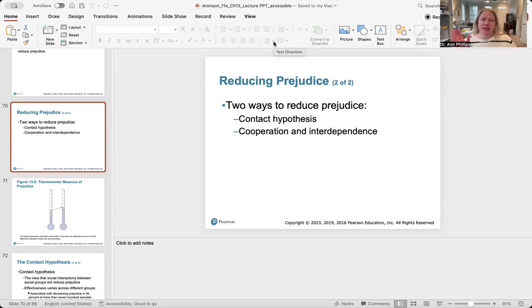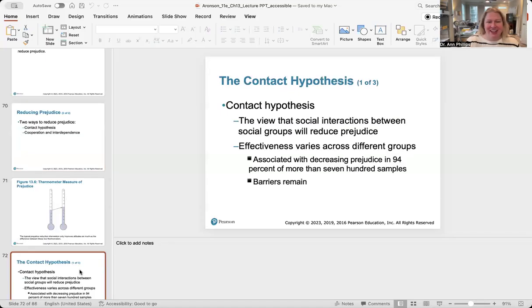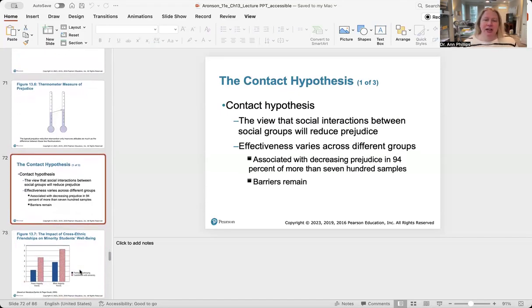So basically, in this section, they talk about two main theories in terms of how to reduce prejudice. And the first one honestly doesn't work that well. It's a good start. The second one is better. So the contact hypothesis, in a nutshell, is the view that social interactions between social groups can reduce prejudice. So the in group getting to know the out group. Yes, just being around them. It can help. You get to know some individuals.